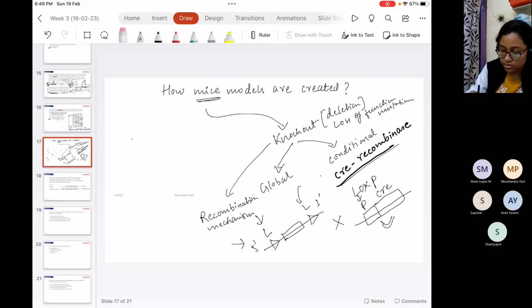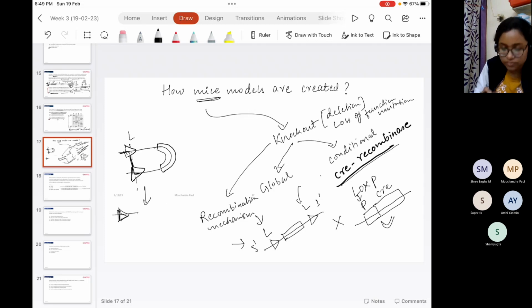So here, what will happen? This is your LOXP site. It will turn around like this, and recombination will happen. So this is your gene of interest. Because of this recombination, this gets ligated with this. So ultimately, you will get one gene like this, and this segment gets deleted.